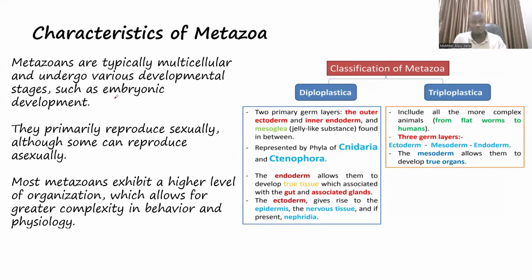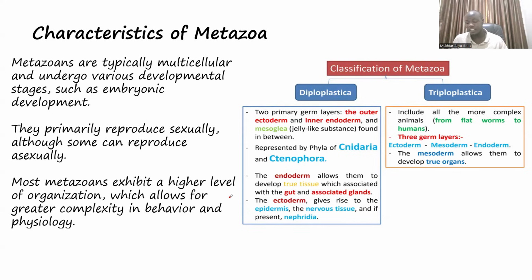So they can actually start from an embryo. They primarily reproduce sexually, although some can reproduce asexually. Most of them reproduce sexually, that is through male and female gametes, but very few undergo asexual reproduction. Most Metazoans exhibit a higher level of organization, which allows for greater complexity in behavior. Because they can undergo cellular differentiation and specialization, these organisms can reach a higher level of complexity in behavior and physiology.